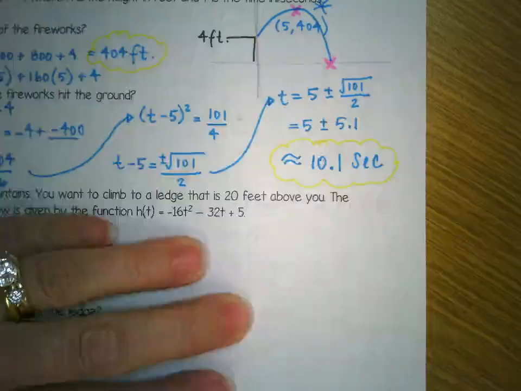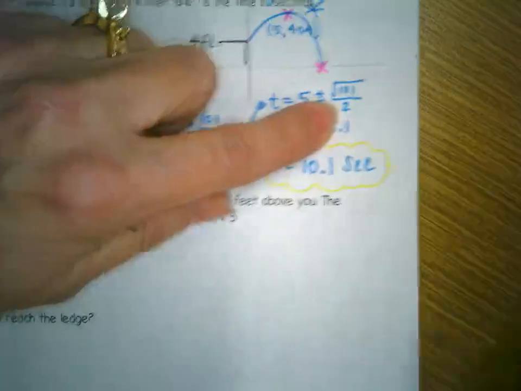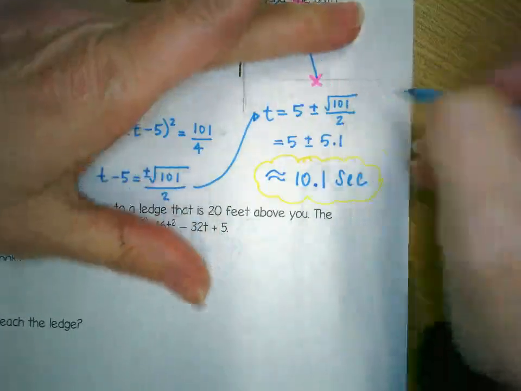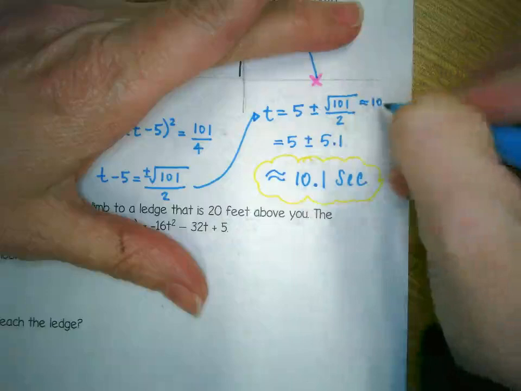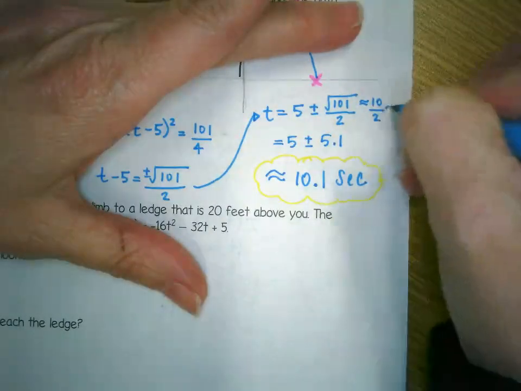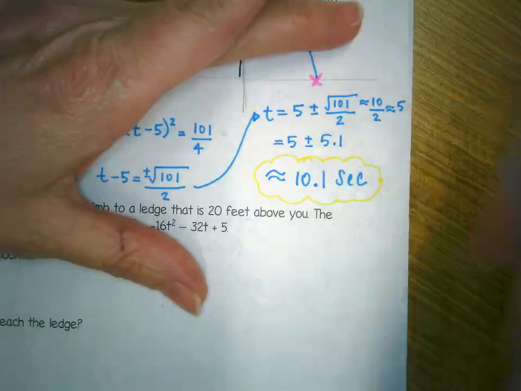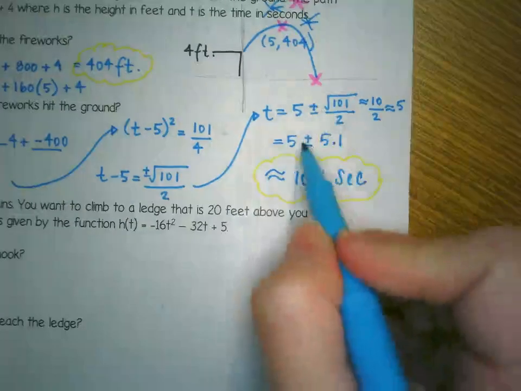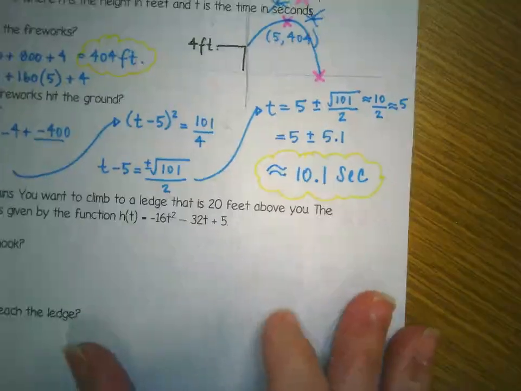So again, what I did right here is I estimated the square root of 101 to be approximately 10. It's a little more than 10. So a little more than 10 divided by 2 is going to be a little more than 5. So now I have 5 plus, and I'm just going to say 5.1 since it's a little more than 5.